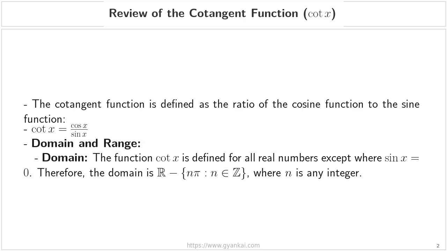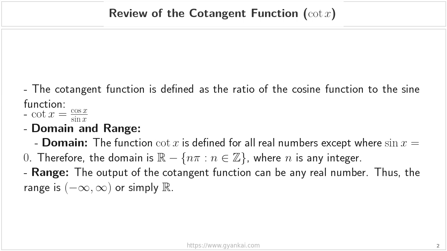Next, let's examine the domain and range. Starting with the domain, we must remember a fundamental rule of mathematics. We cannot divide by 0. Since the sine function is in the denominator, the cotangent function is undefined whenever sine of x equals 0. Therefore, the domain consists of all real numbers except for nπ, where n is any integer.